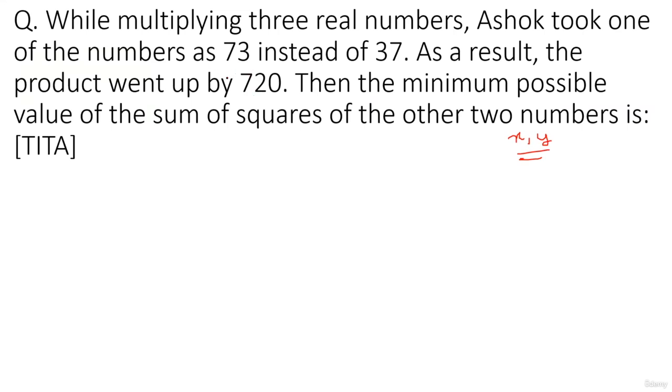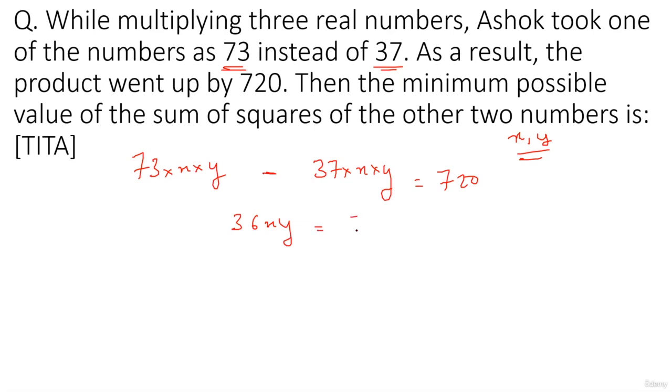So Ashok took one of the numbers as 73. तो product कितना आया उसका 73 into X into Y. But actual third number कितना 37 था. So the actual product should have been 37 into X into Y. As a result, the product went up by 720. So difference of these two values is 720, right? So we will get 36 into XY is equal to 720. This gives XY is equal to 20.